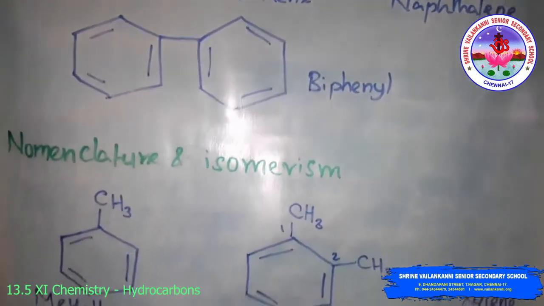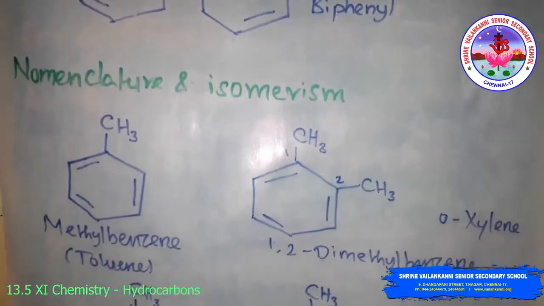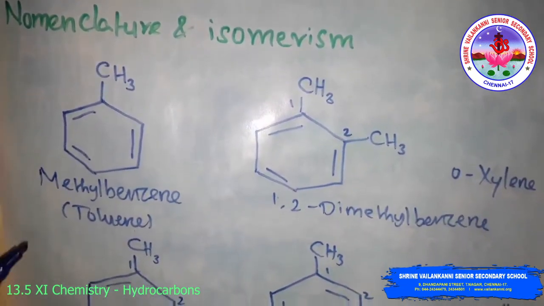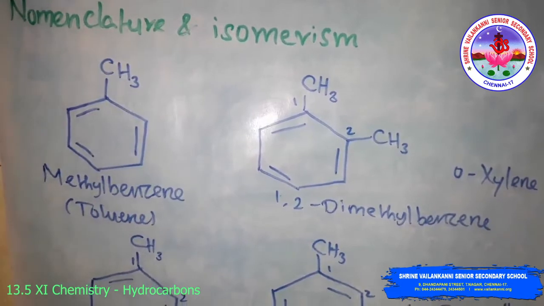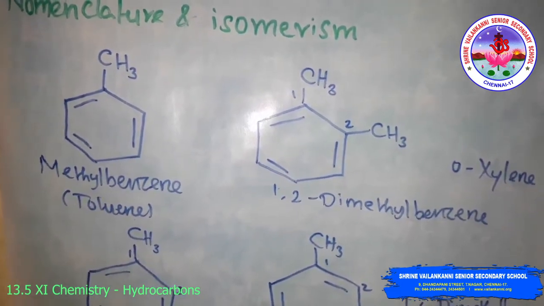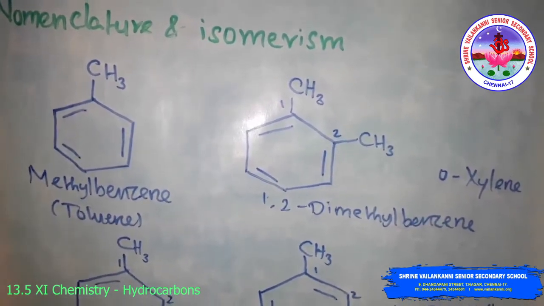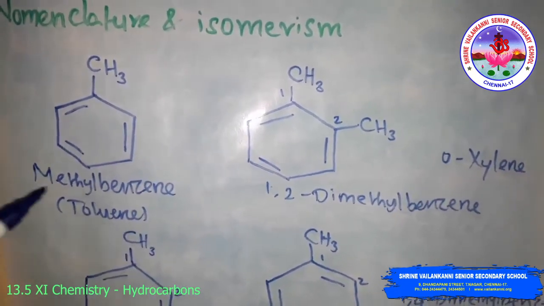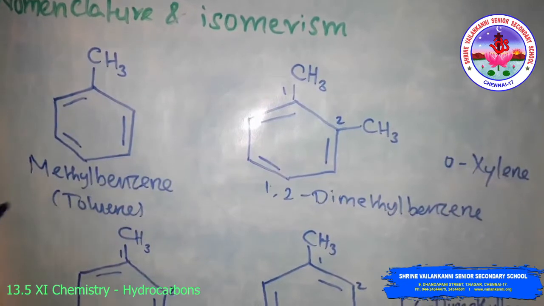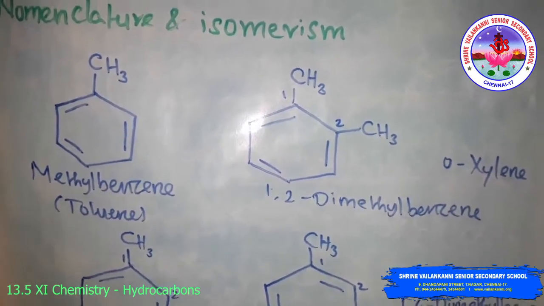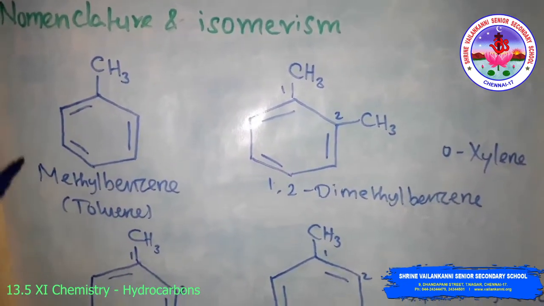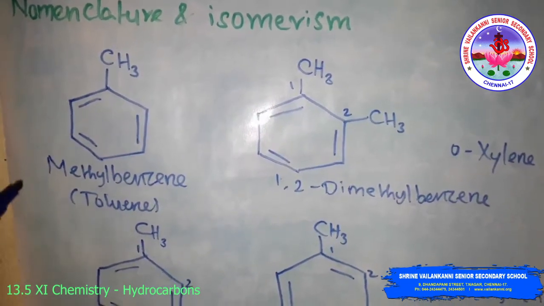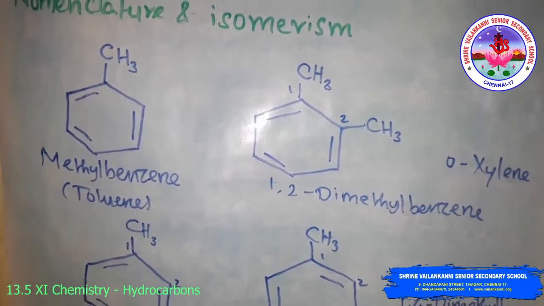Then nomenclature and isomerism. The nomenclature of aromatic hydrocarbons we already discussed in the last lesson, some basic concepts of organic chemistry. All the 6 hydrogen atoms in the benzene ring are equivalent, so it forms only one type of monosubstituted product. When 2 hydrogen atoms in a benzene ring are replaced by 2 similar or different monovalent atoms or groups, 3 different position isomers are possible.